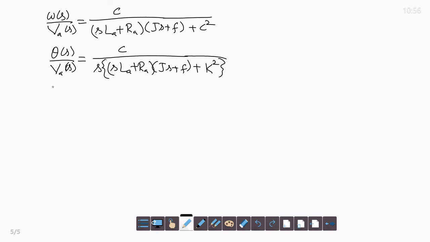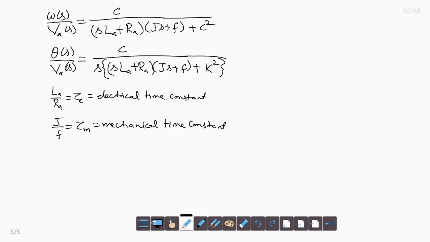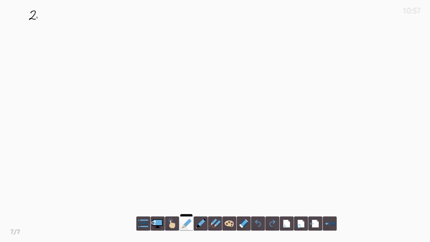Here LA by RA is the electrical time constant tau E, and J by F is tau M, that is the mechanical time constant, and the electrical time constant is very small compared to the mechanical time constant. Then we will go to the second one, that is the field control DC motor, its transfer function.